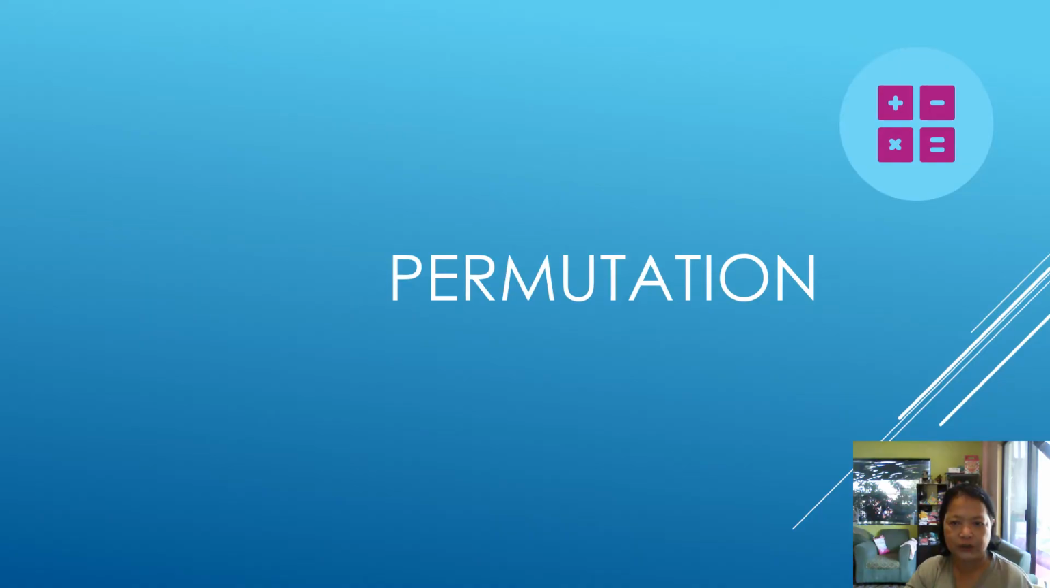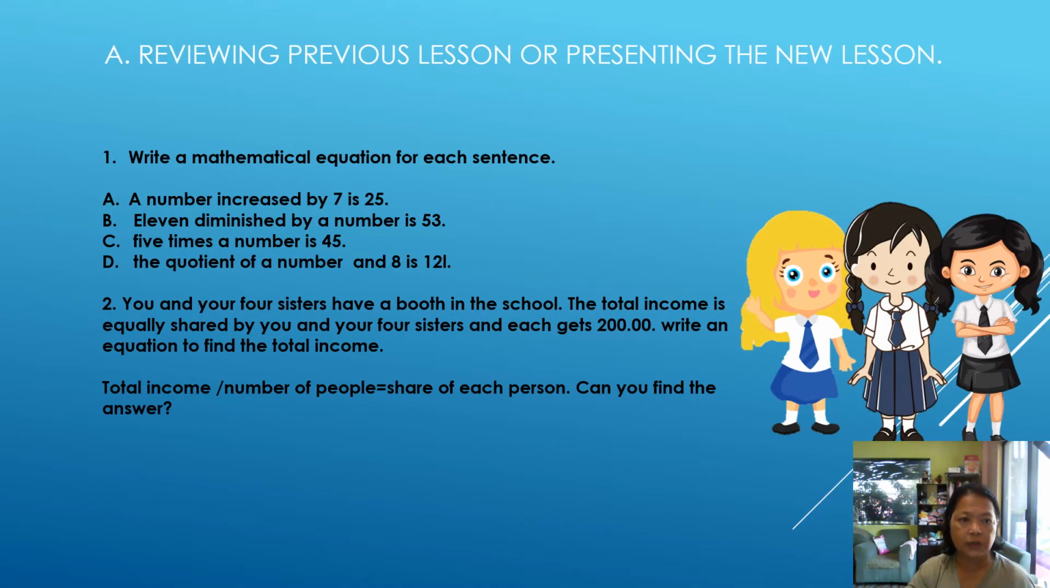Next is preparation. Letter A, reviewing previous lesson or presenting the new lesson. We have here examples that we are going to discuss. Example number one, we are going to write a mathematical equation for each sentence. Letter A, a number increased by 7 is 25. You can write your answer on the board. Letter B, 11 diminished by a number is 53.